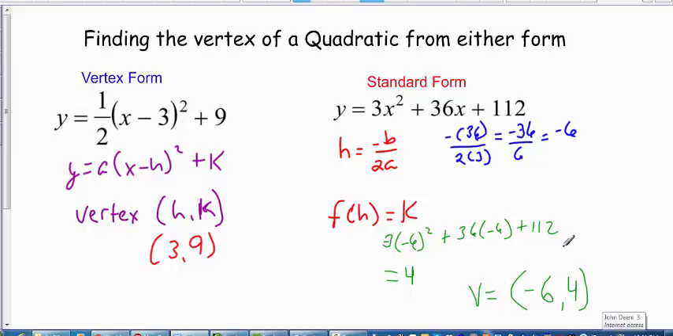All right. This concludes the video of finding the vertex of a quadratic from either form, either a vertex form or a standard form. So that's the end of part 1.